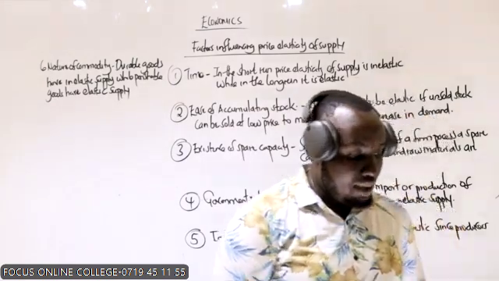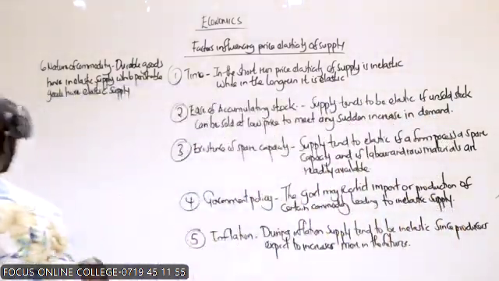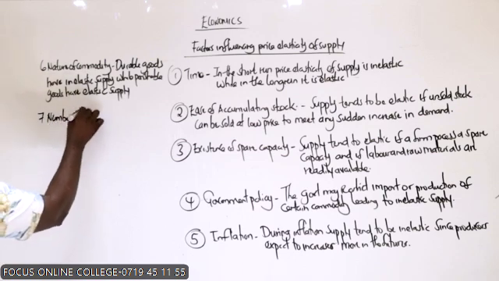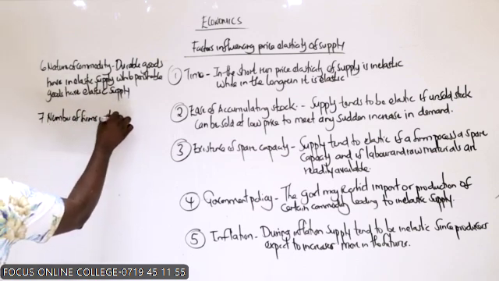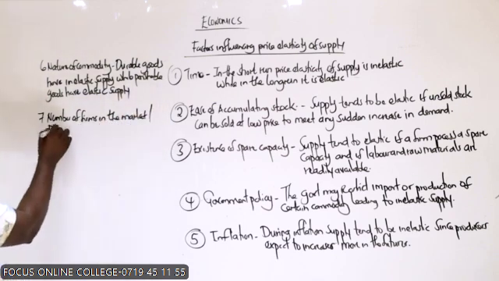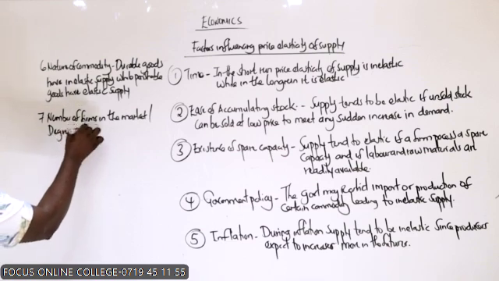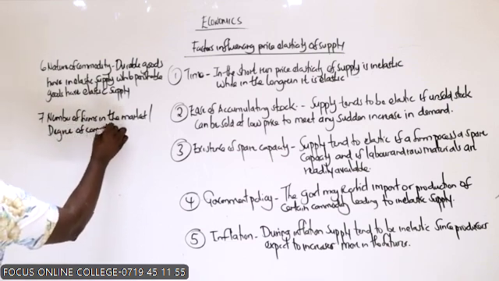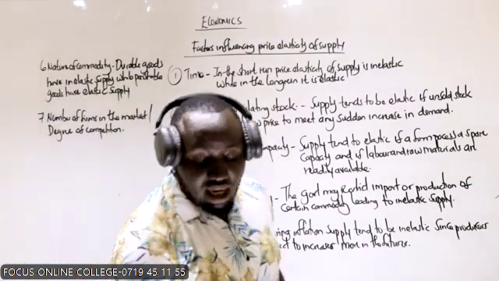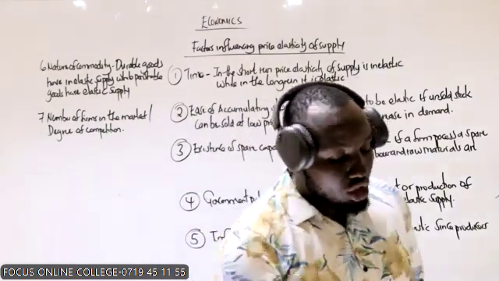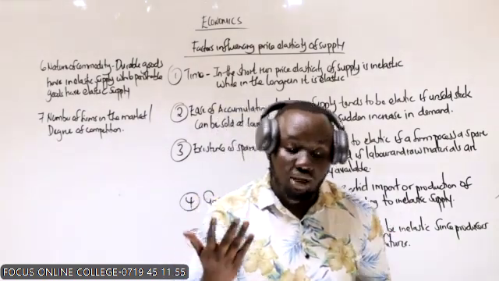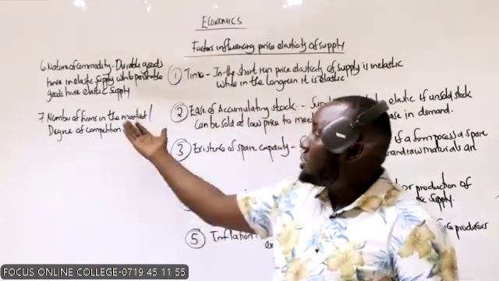Then I can describe maybe one more factor: the number of farms in the market, which we call the degree of competition. So the number of farms in the market, or the degree of competition. How does the degree of competition, or the number of farms in the market, affect the elasticity of supply?